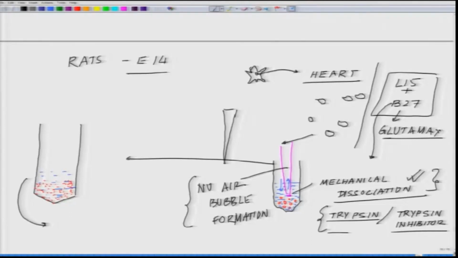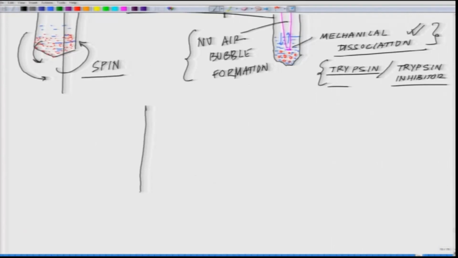From here what you do, you take this for a spin. Spin it down. So, once you spin it down, what you are going to obtain is something like this. You have your medium, and this spinning is fairly robust. You can go for 500 RPM for 5 minutes or 10 minutes. That's more than enough. You just have to pellet it. So, here you have the pellet.